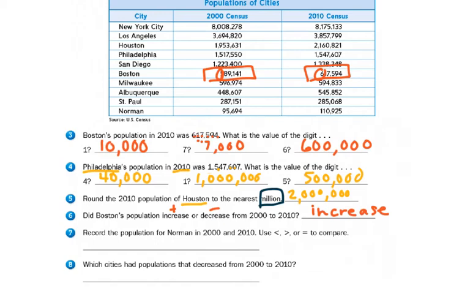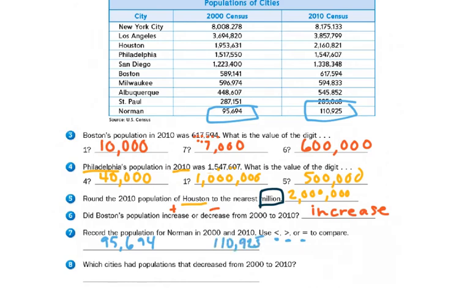Make sure you're filling out journal page 9. Number 7, record the population for Norman in 2000 and 2010. Use a less than, greater than, or equal to compare. So I'm going to look at Norman, put down the population in 2000, which is 95,694, and then I'm going to put in 110,925. Now I'm going to look at those two numbers, 95,000 versus 110,000. It is less than 110,000.